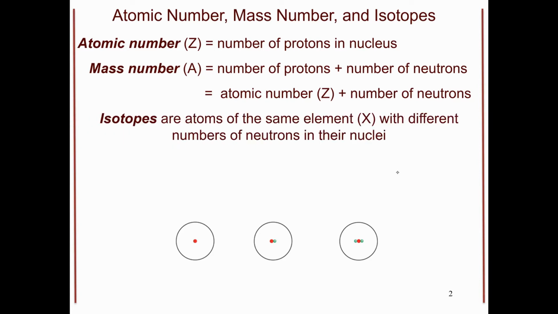So finally, what is an isotope? Well, an isotope is an atom of the same element, which means it has the same atomic number, but has a different number of neutrons in its nucleus. If you change the number of protons, you will change the element. If you change the number of neutrons, but leave the number of protons the same, you will have an isotope.